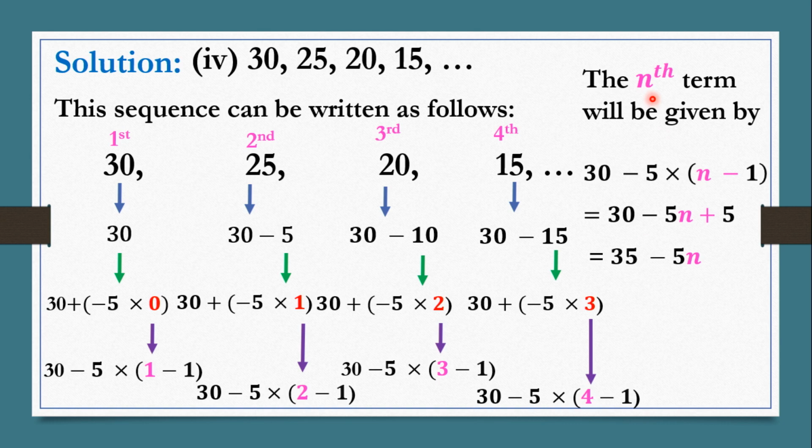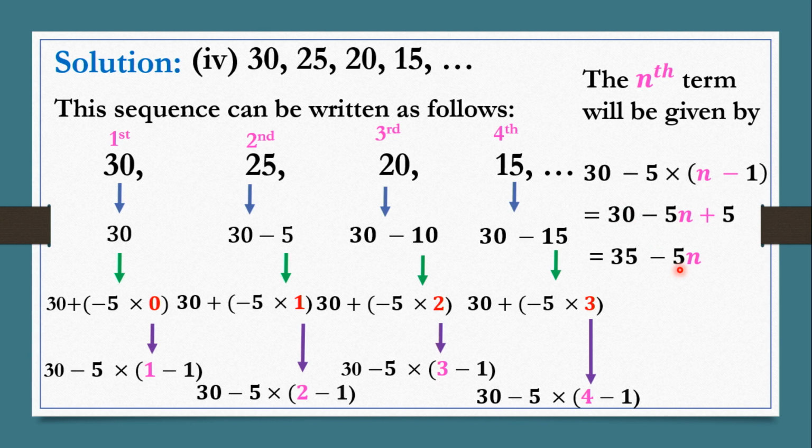because I'm talking about the nth term. So it's going to be n minus 1. Expanding the brackets, I'm going to get 30 minus 5n. Now remember, minus 5 times minus 1. Minus times minus is plus. So I get plus 5. 30 plus 5, which is 35, minus 5n.